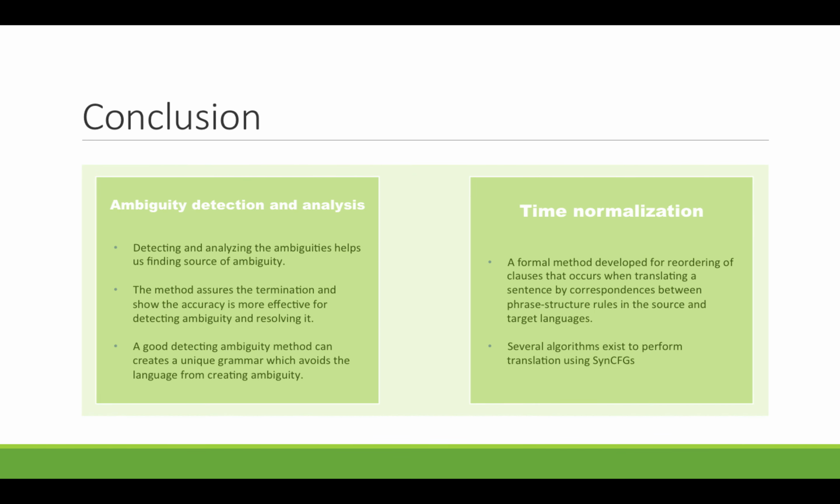So this is our conclusion. Ambiguity detection and analysis part. Detecting and analyzing ambiguity helps us find the source of ambiguity. The method assures termination and shows accuracy, and is more effective for detecting ambiguity than resolving it. A good ambiguity detection method can create a unique grammar which prevents the grammar from creating ambiguity.